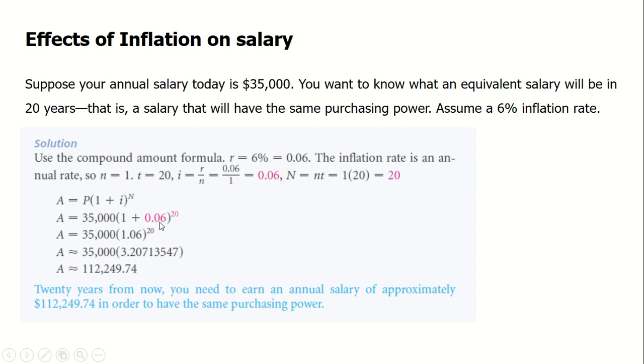So 1 plus 0.06 is of course 1.06. Raise that to the 20th power, and you get 3.20 and so on. You multiply that by 35,000, and your salary in 20 years, if you want to enjoy the same goods and services, should be $112,249.74. Imagine how much larger.